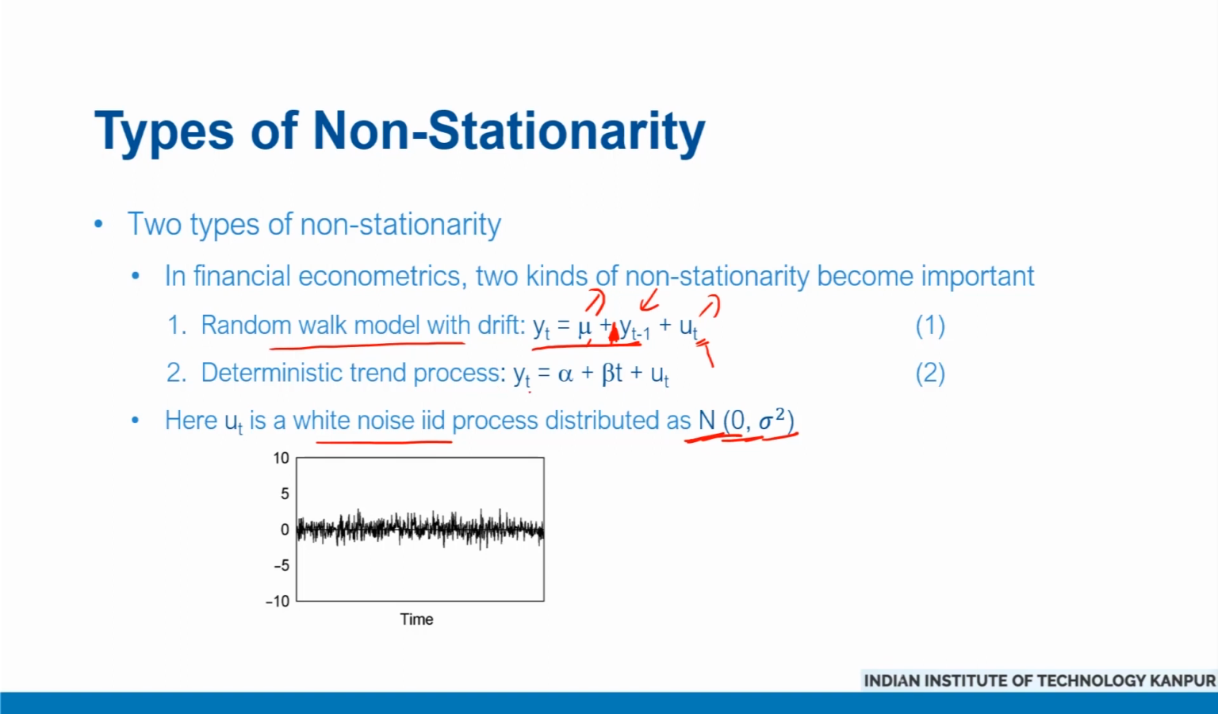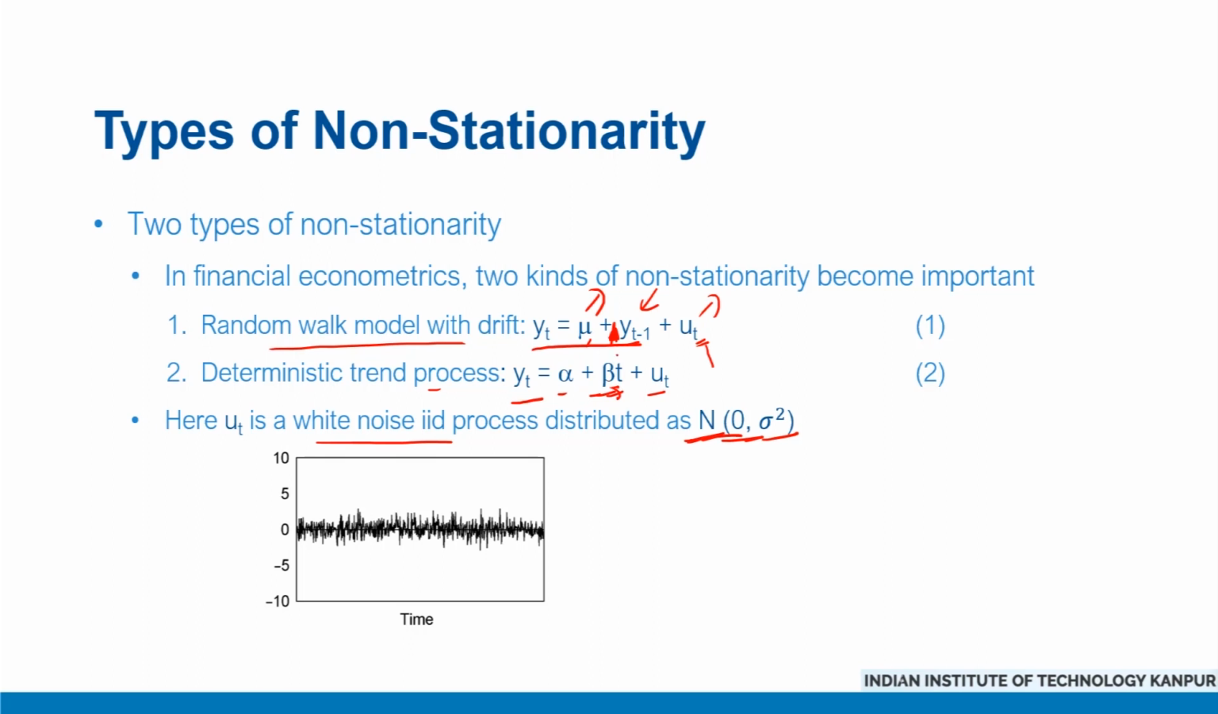The second non-stationarity is called the deterministic trend process, or trending process. It appears like yt equal to alpha plus beta t plus ut. The non-stationarity comes because of this part, because of this trending time term. The mean and other things are not constant over time.